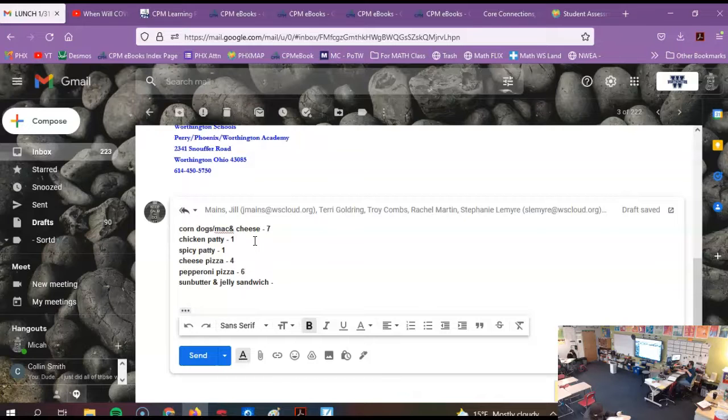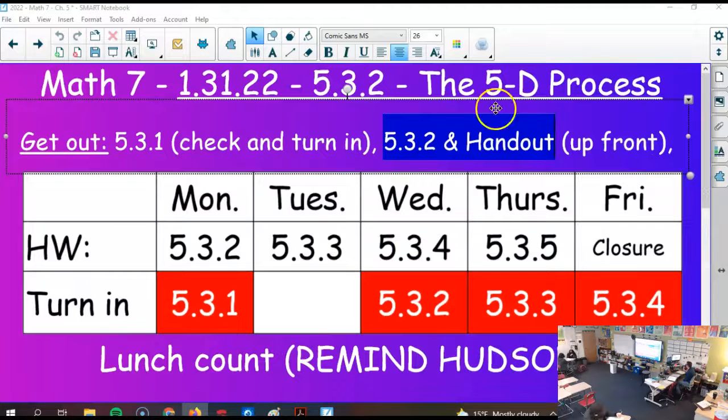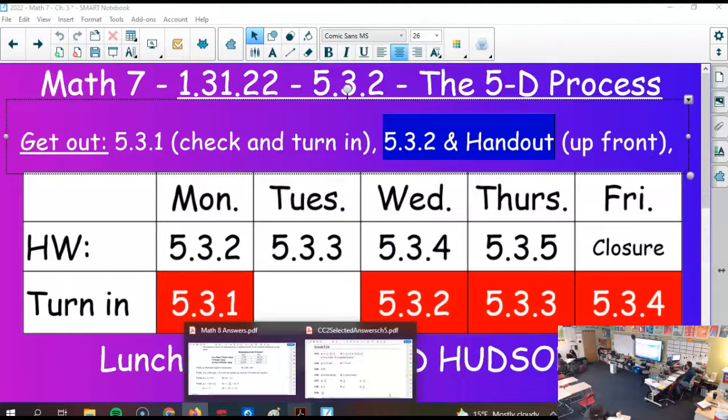And sun butter jelly. I kind of want to try one just to try sun butter because I never have. Well, because I can eat peanut butter, just not here. All right, anybody else? All right. Cool. Let's check 531 then.